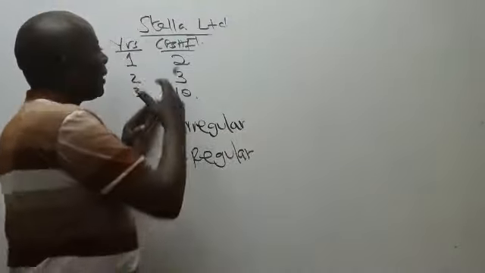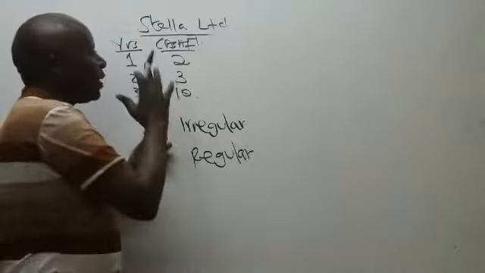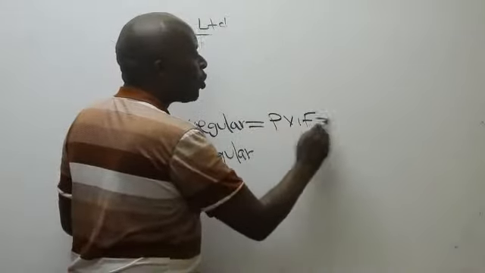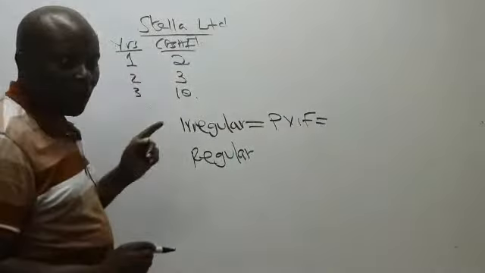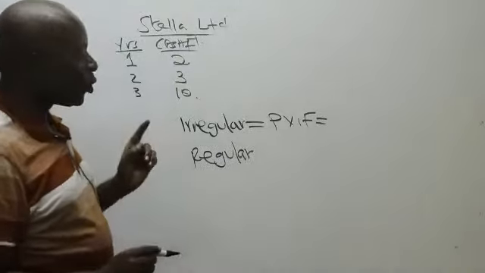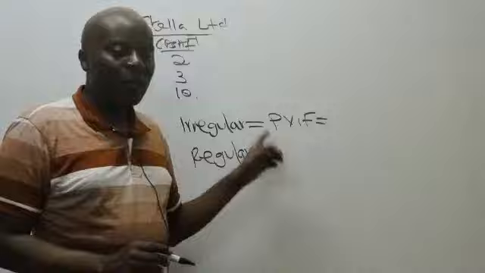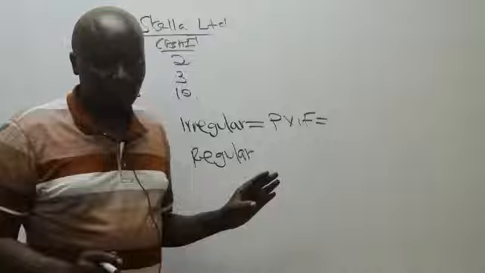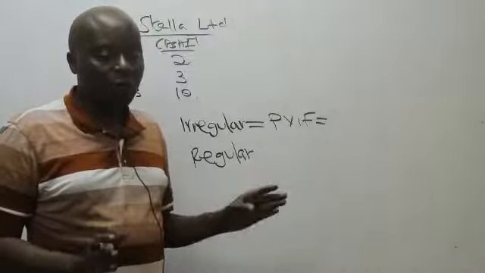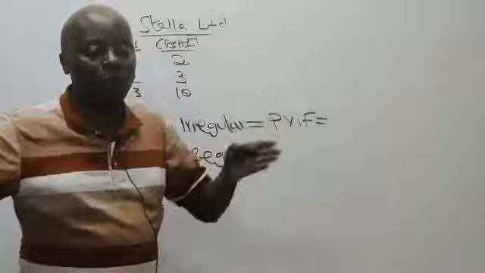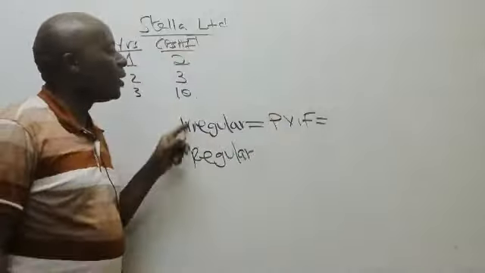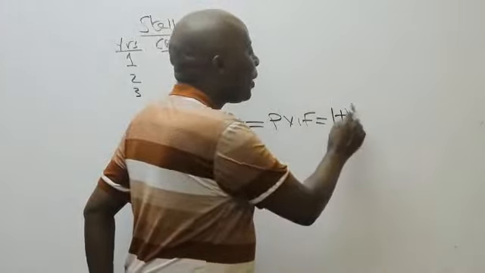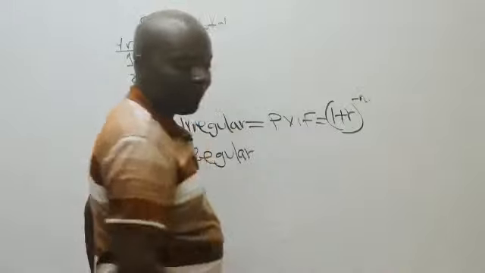Irregular cash flows are like these ones of Stella, which are dancing, changing, fluctuating. If they're irregular, somebody told us, we shall use what we call PVIF to discount them. For those joining us for the very first time, PVIF stands for present value interest factor. We use it to discount non-uniform cash flows. And to get this PVIF, the formula is 1 plus R raised to negative what? Negative N.